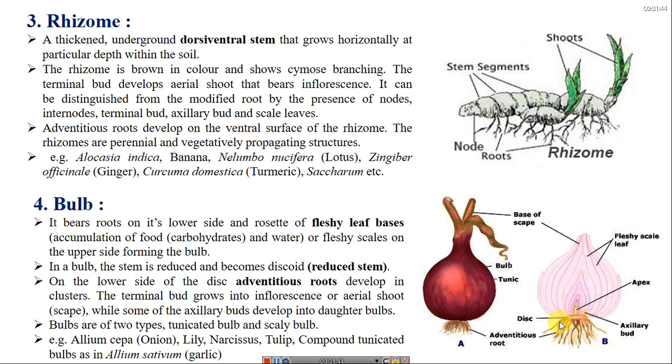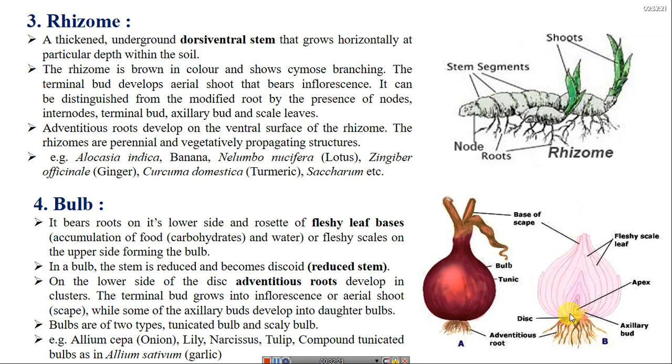Okay, and from this disc-shaped stem, the adventitious roots arise below the ground, right? And in the bulb, the stem, as I told you, is discoid. On the lower side are the adventitious roots, and the terminal bud grows into an inflorescence. So this here at the terminus is the terminal bud that will grow into a scape or the inflorescence or aerial shoot. Okay, which will be an inflorescence.